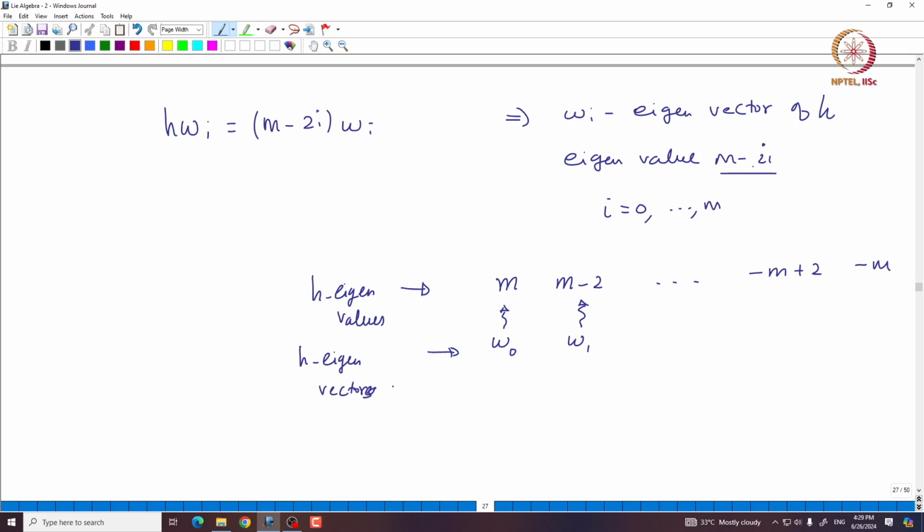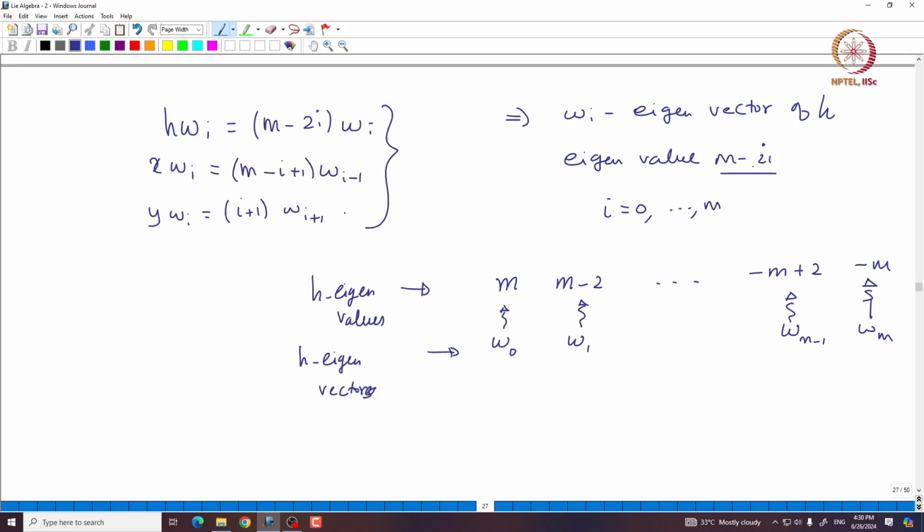Since all these eigenvalues are distinct, we can easily see that all the eigenspaces are one dimensional subspaces of this S_m. So, this corresponds to w_0, this corresponds to w_1, and so on up to w_m. Now, how can the action of X and Y be understood? X w_i gives us (m minus i plus 1) times w_{i-1}. Similarly, Y w_i gives me (i plus 1) times w_{i+1}.